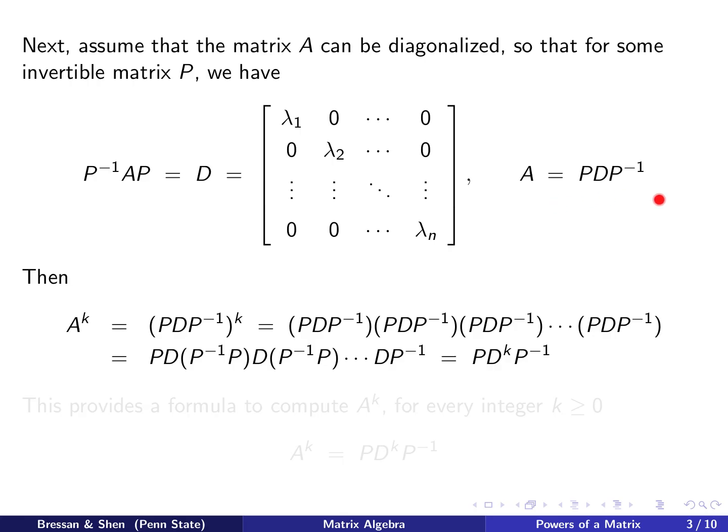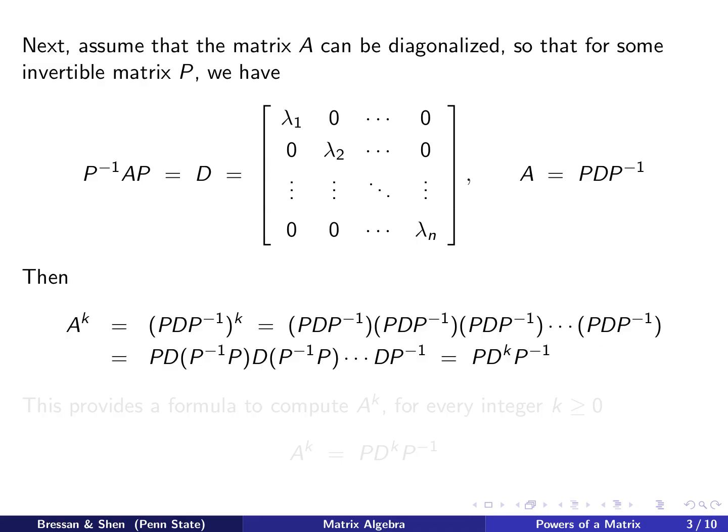Using this, we can write out the powers. If we want to compute A to the power k, let's put in the expression for A using the diagonalized form. So we have P times D times P inverse, to the power of k. And then let's write this out k times: once, twice, and three times, and so on, all the way to k times.